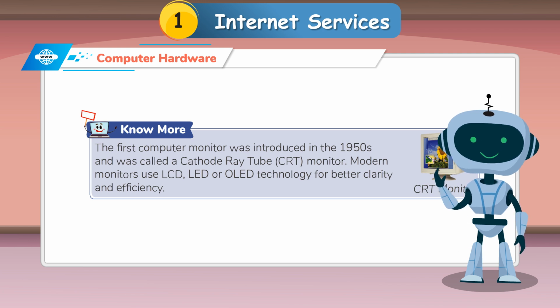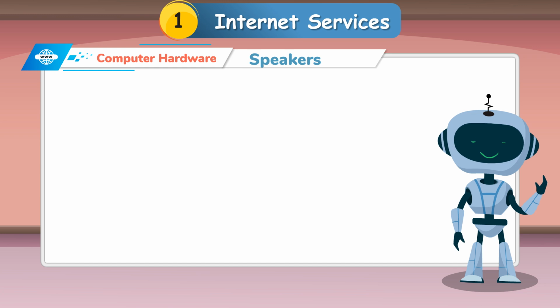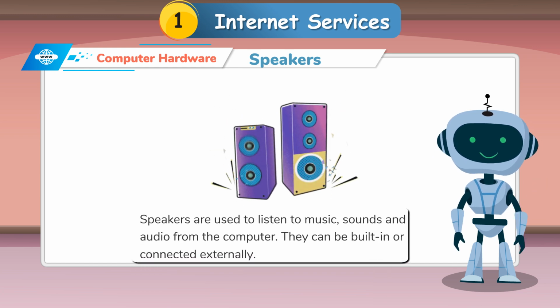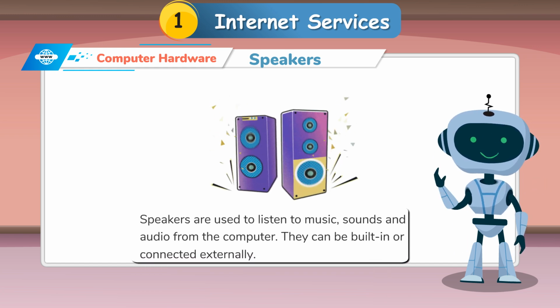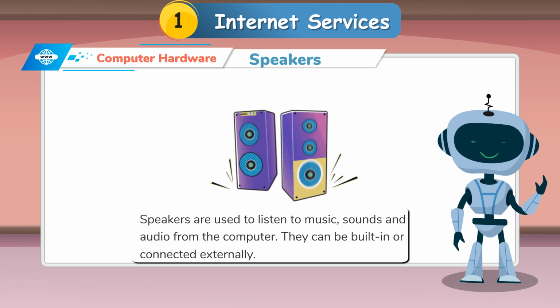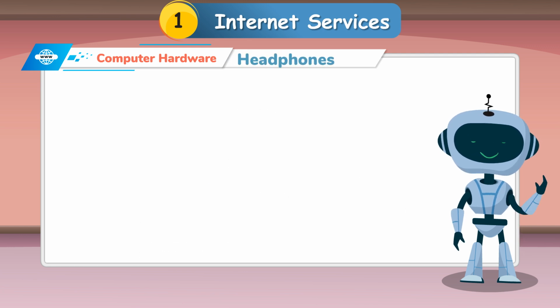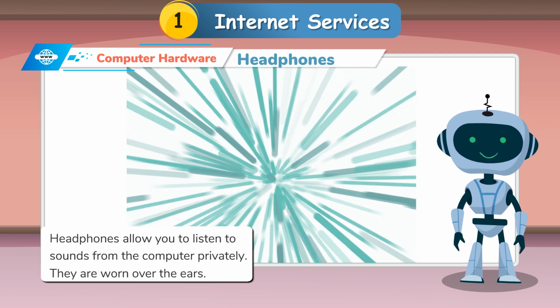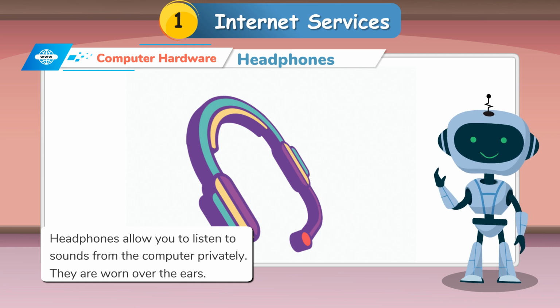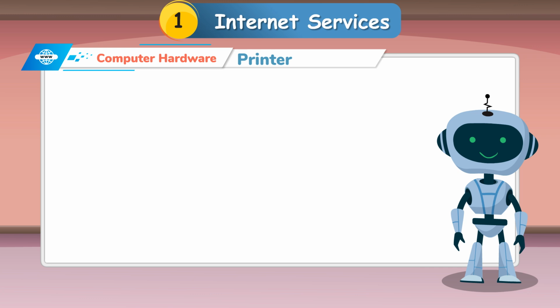Modern monitors use LCD, LED, or OLED technology for better clarity and efficiency. Speakers are used to listen to music, sounds, and audio from the computer. They can be built-in or connected externally. Headphones allow you to listen to sounds from the computer privately. They are worn over the ears.